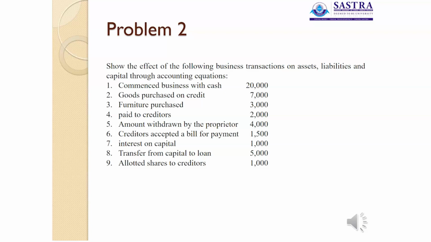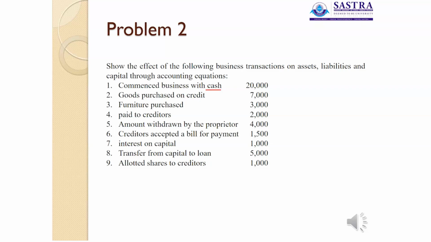Here the first transaction is commenced business with cash. What are the accounts involved here? One is the cash account and another one is the capital account. There are two accounts involved here. Cash increased, and automatically capital is also increased. So here the transaction is an increase in assets and an increase in the amount of capital, rupees 20,000.